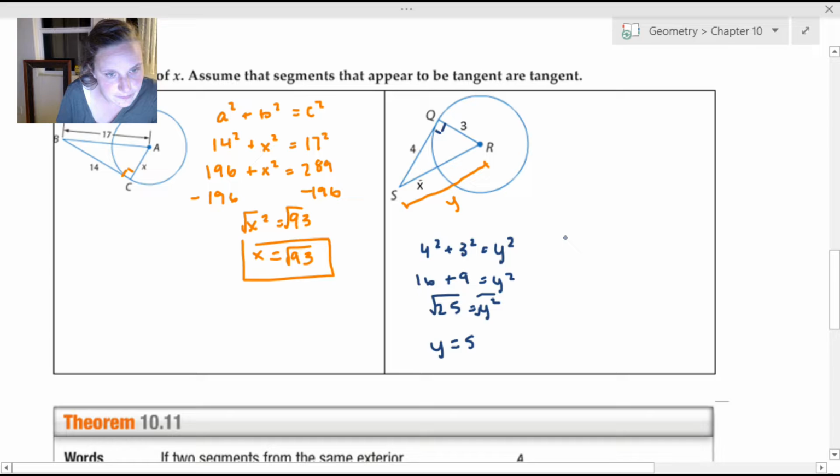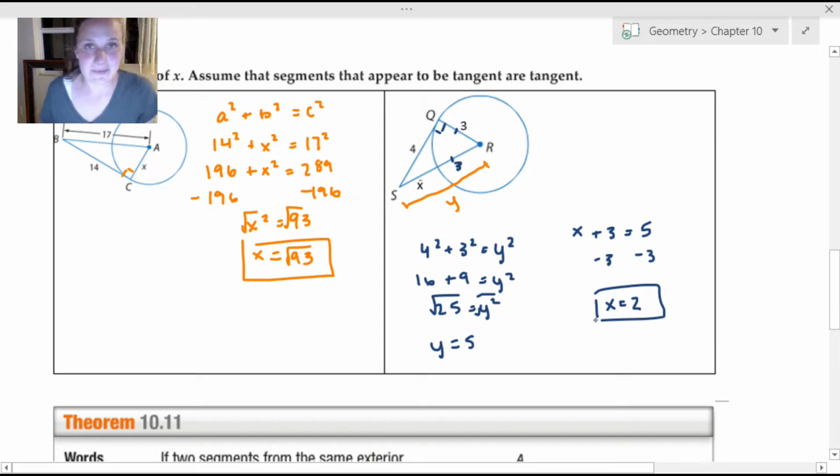I solved it. So we're going to use segment addition postulate to solve for x. We have to know that all the radiuses are the same. So if this radius is 3, this radius is also going to be 3. So x plus 3 is going to be equal to 5. We subtract 3 from both sides, and x is going to be 2. All right, those are great.